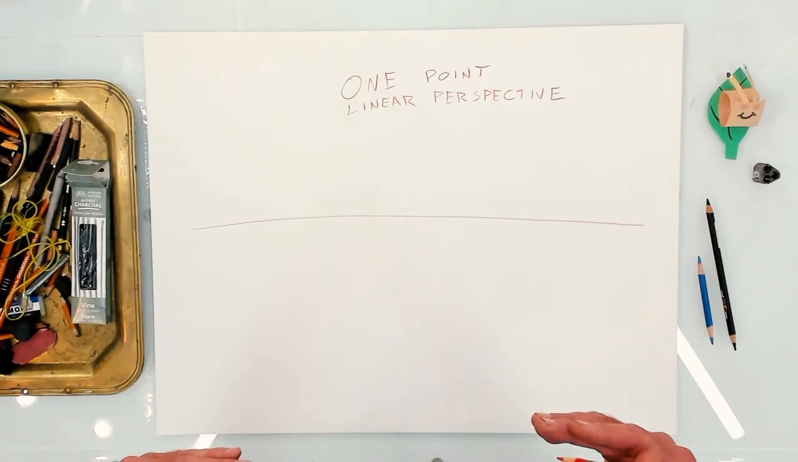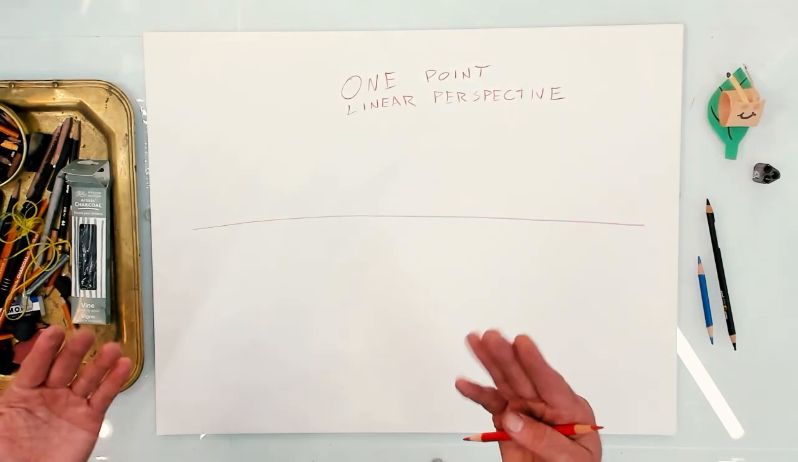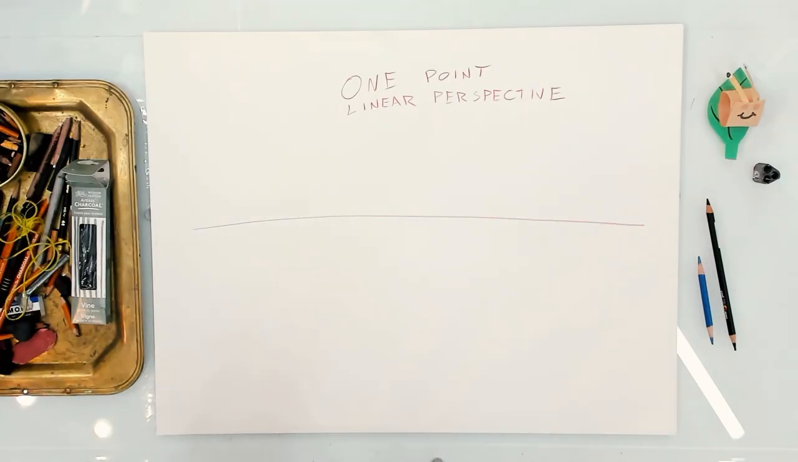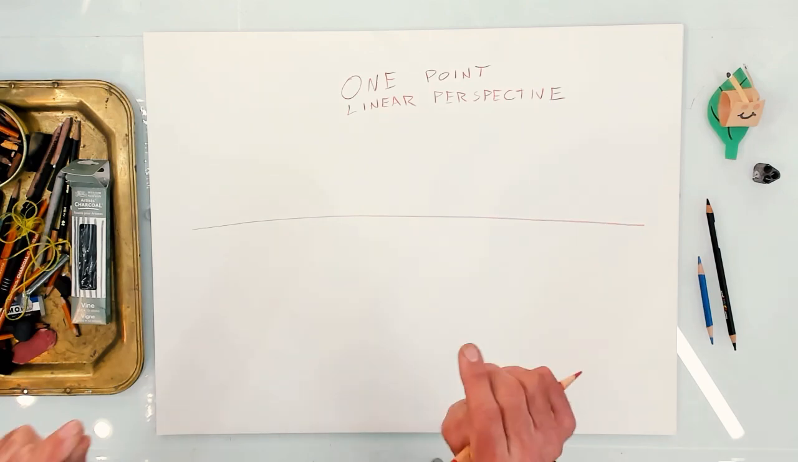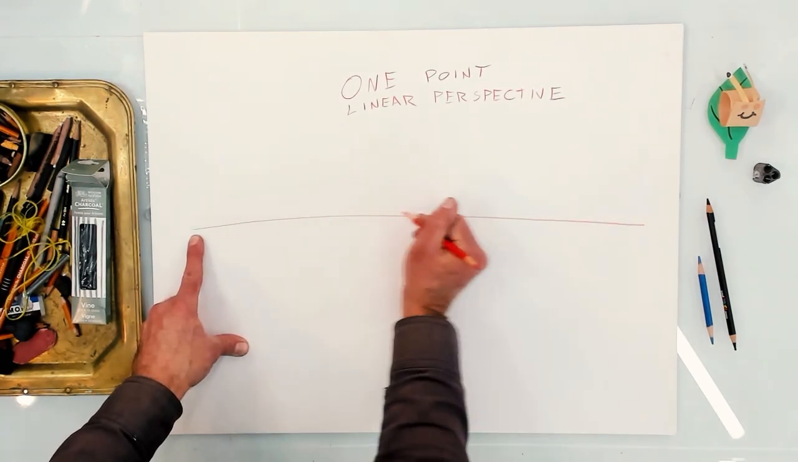Look at the wall in front of you, right? Imagine there's a mirror on that wall, just flat on the wall, or imagine the entire wall's a mirror. Your reflection in that mirror, where you see your eyes, that is your line of sight. This is your eye level. So I'm gonna place a point here.